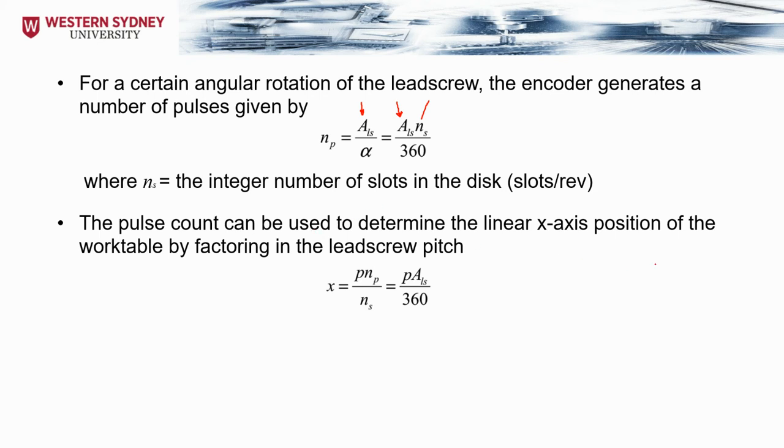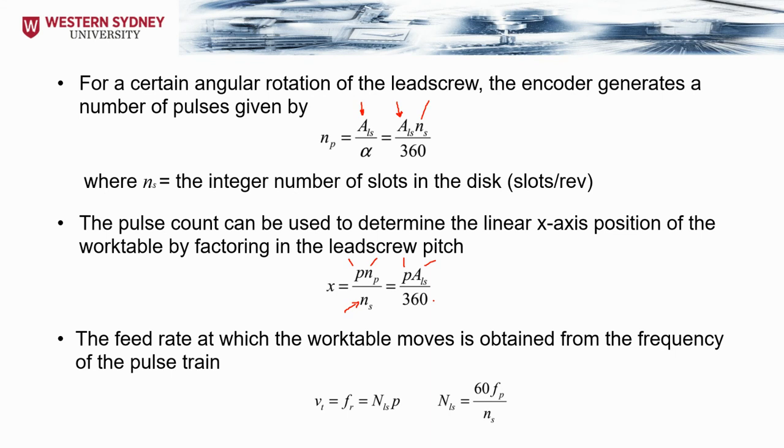The pulse count can be used to determine the linear x-axis position of the work table by factoring in the lead screw pitch value. So X is equal to the pitch value multiplied by the number of pulses divided by the number of slots we have on the encoder. Or it is equal to the pitch value multiplied by ALS, which is the angle of rotation in degrees for the lead screw, divided by 360 degrees.